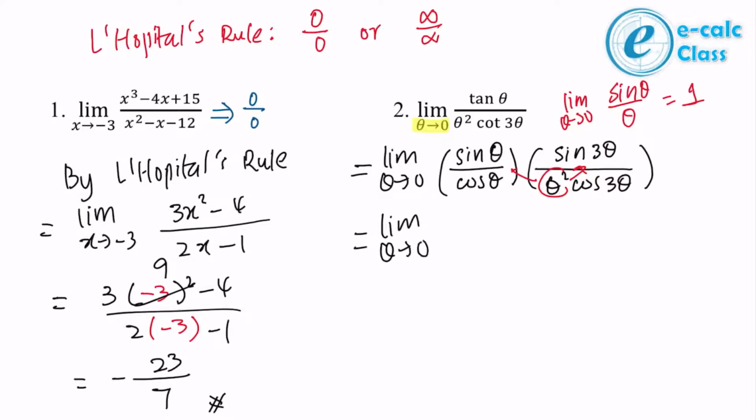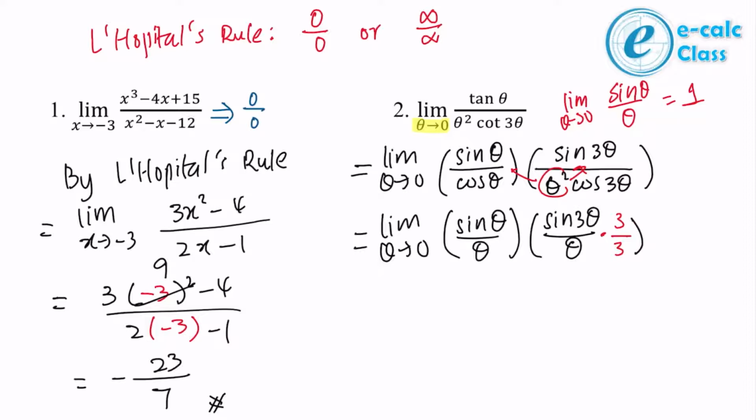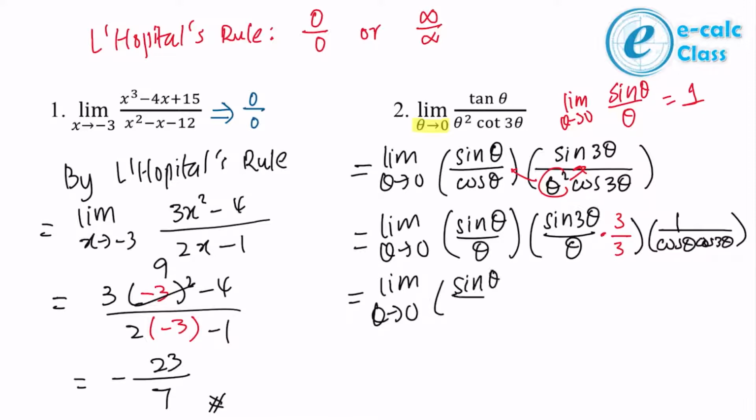Hence, I will have the limit as theta approaches 0 of sine theta over theta. Okay, this one is done. Sine 3 theta over theta. We know that we need a 3 theta, right? So just write it like this. And what's left? 1 over cos theta cos 3 theta, right? Then just go ahead and sort things out: sine theta over theta, sine 3 theta over 3 theta, 3 over cos theta cos 3 theta.